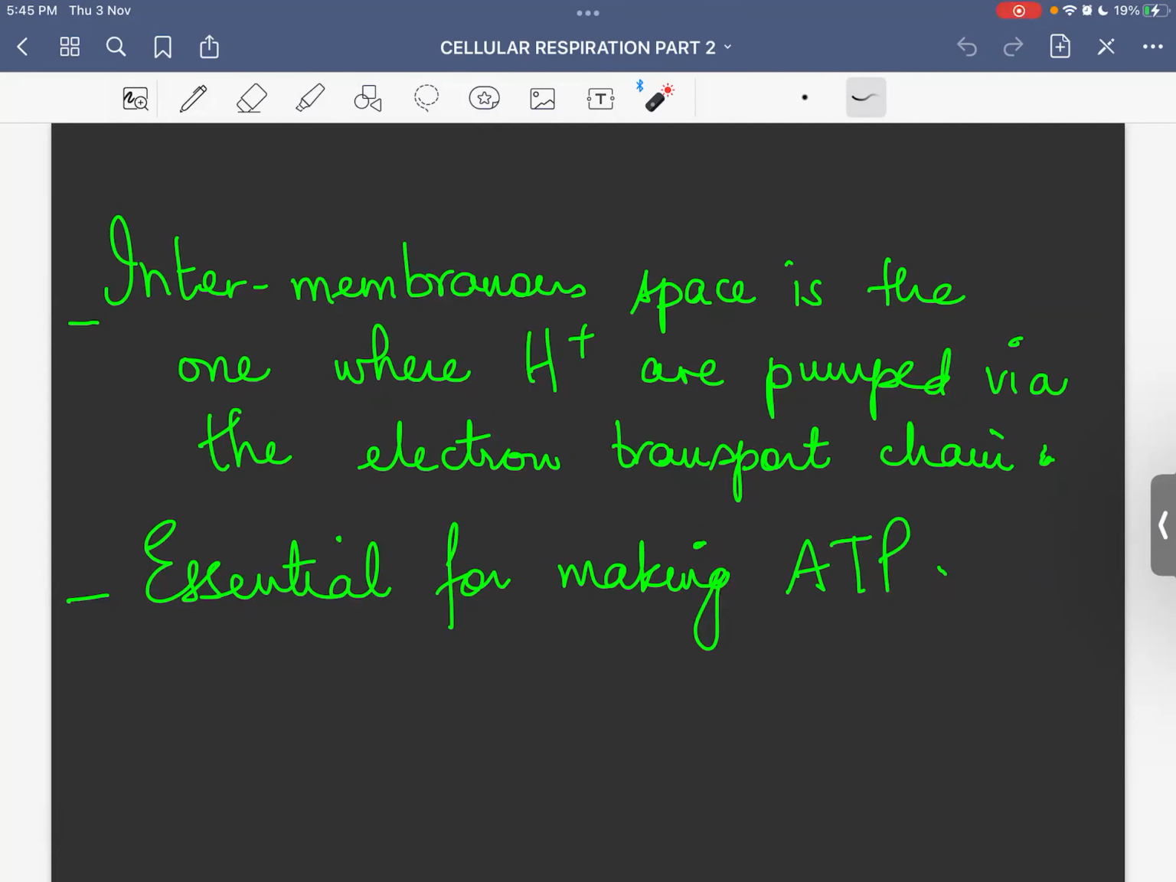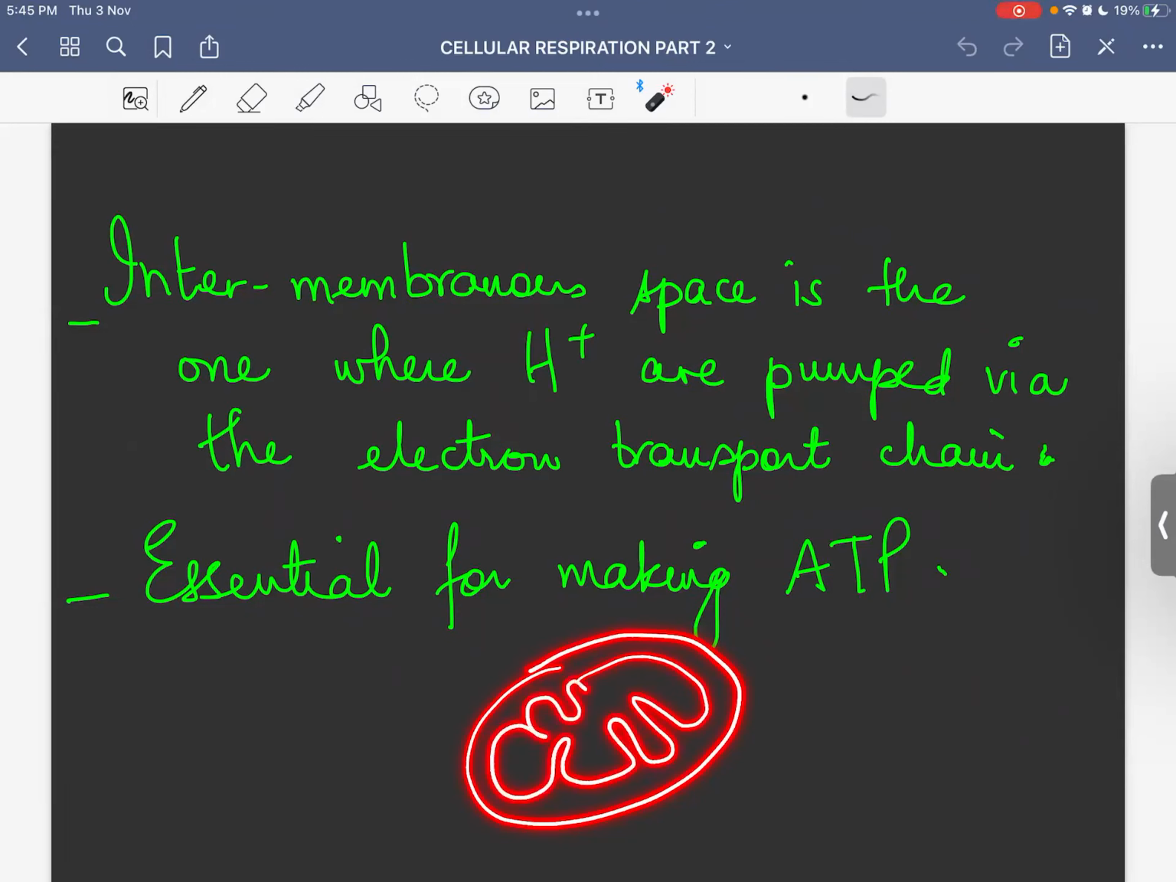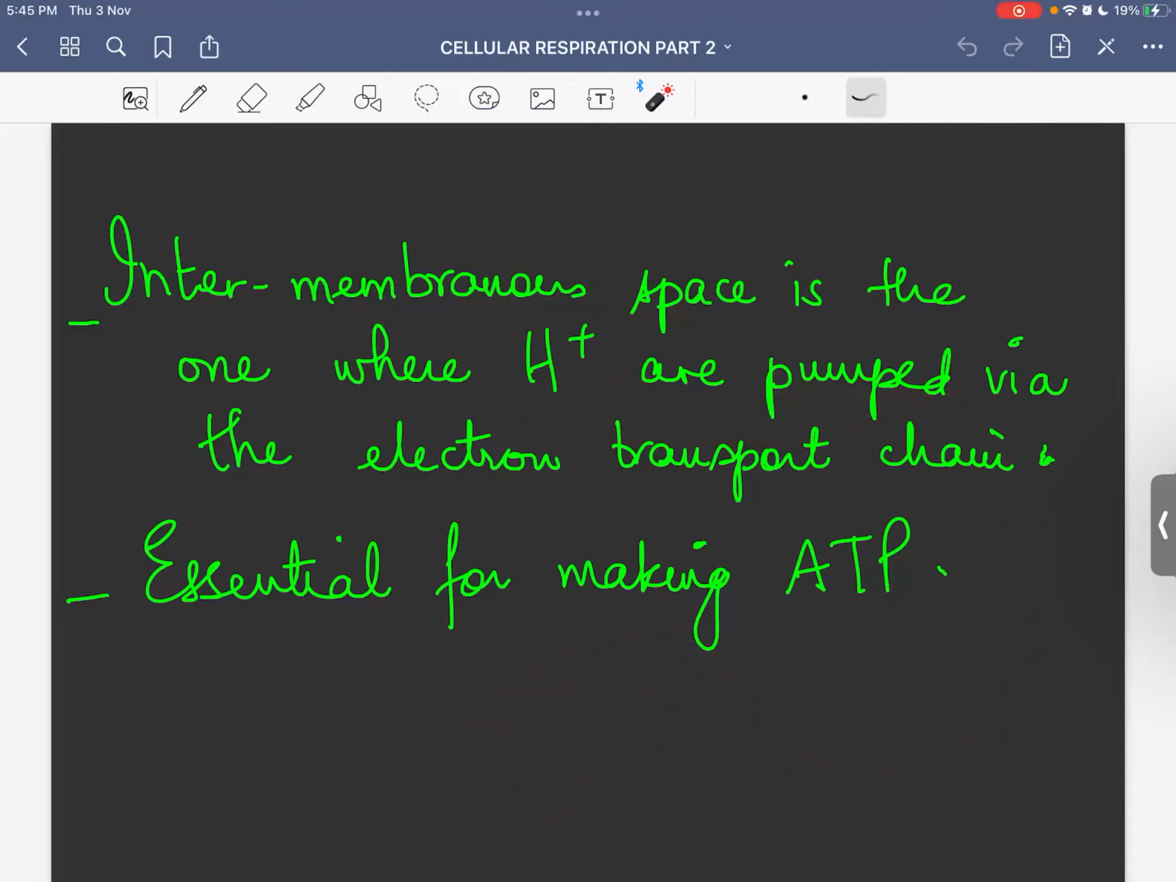अच्छा. We did not do the function of the intermembranous space. So when I was showing you the mitochondrion, I said that this is the outer membrane, this is the inner membrane, और ये जो बीच में जो space है ना, ये है आपकी intermembranous space. So what's the function? It's actually the space where the H+ ions are pumped. Okay, it's the space where the H+ ions are pumped via the electron transport chain.